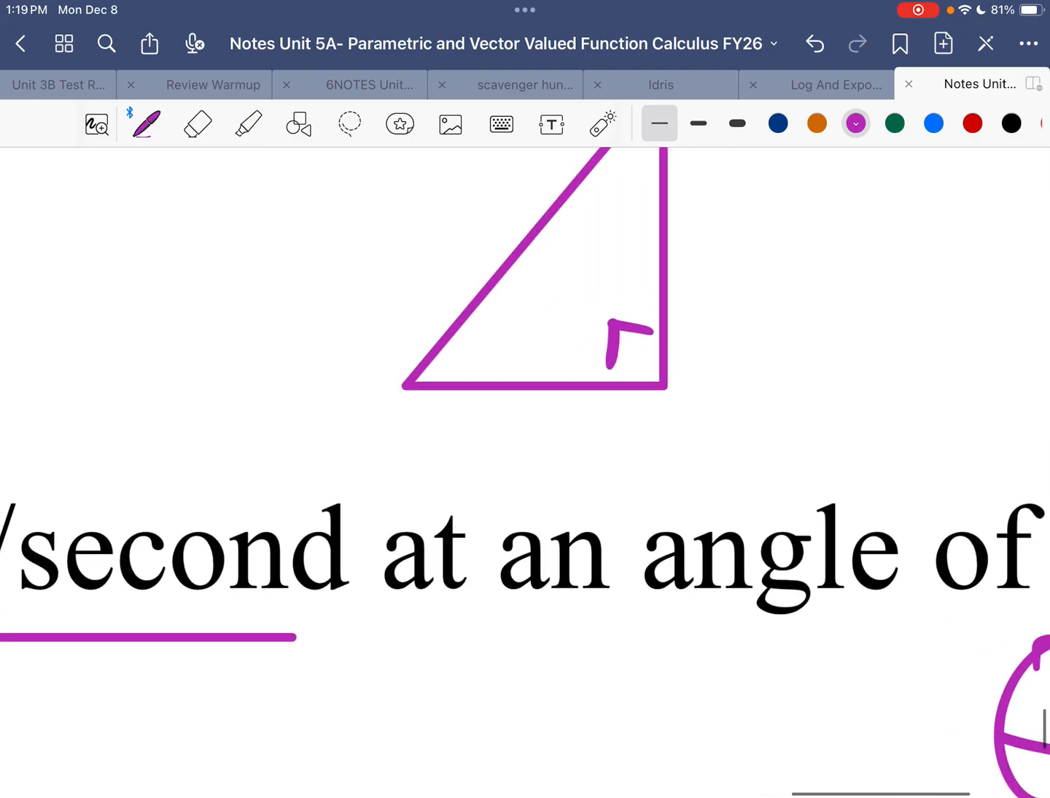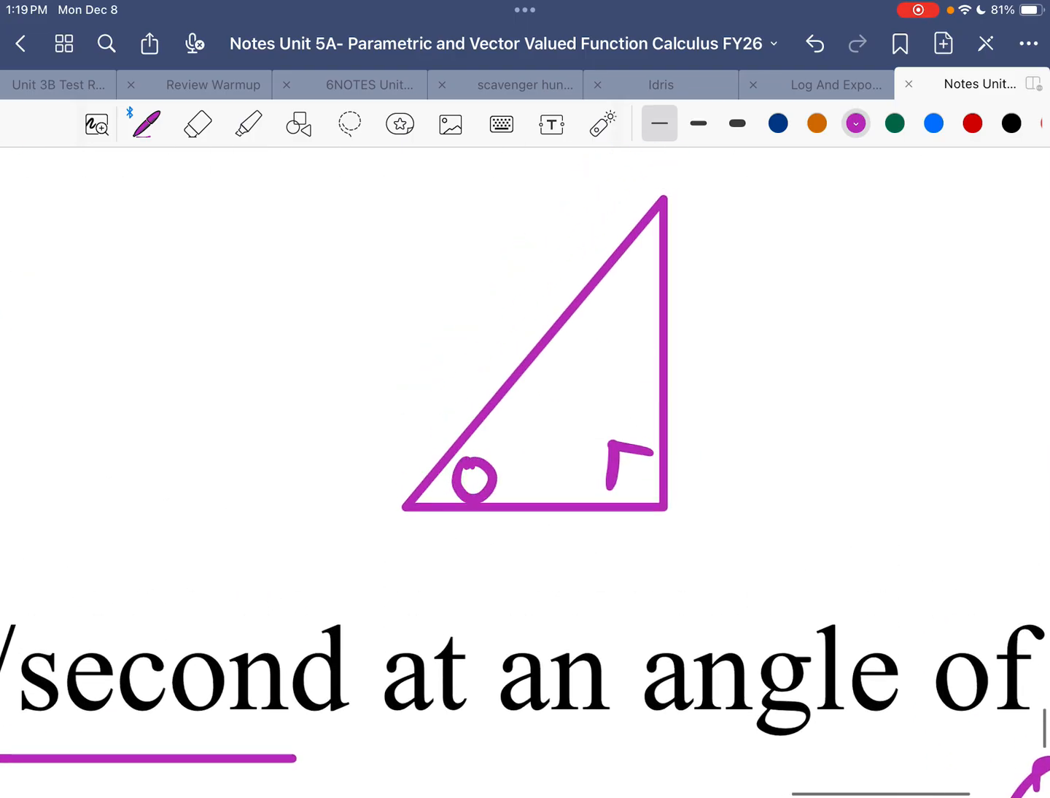So if we're saying that theta is the angle formed with the ground, and we hit the ball at some initial velocity, how can we find the velocity really in the x direction?